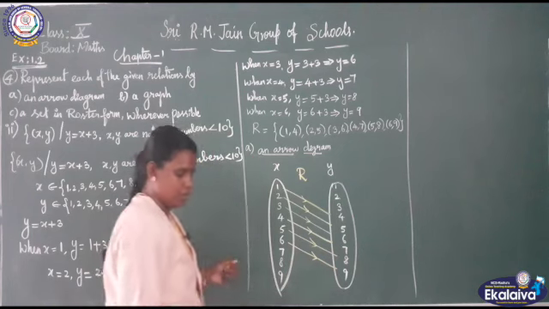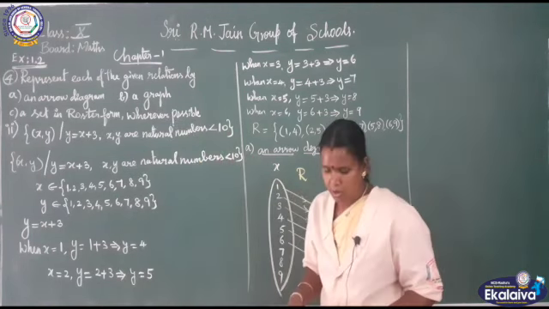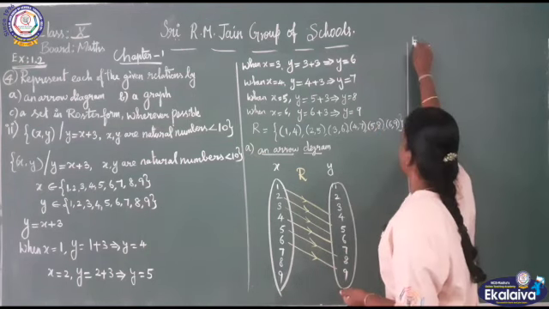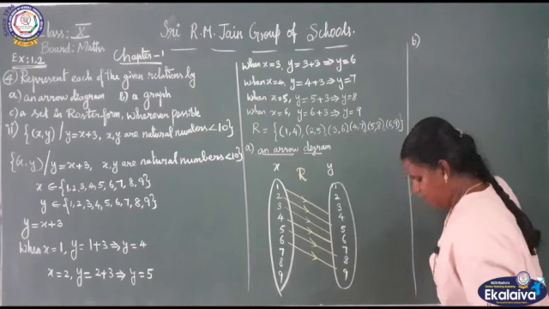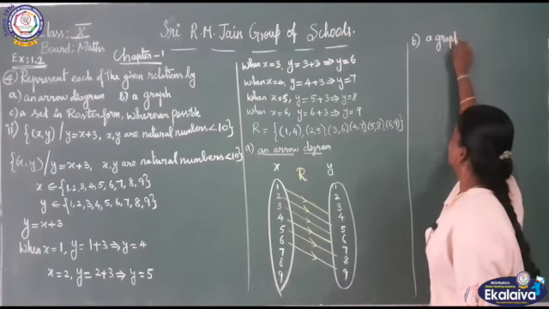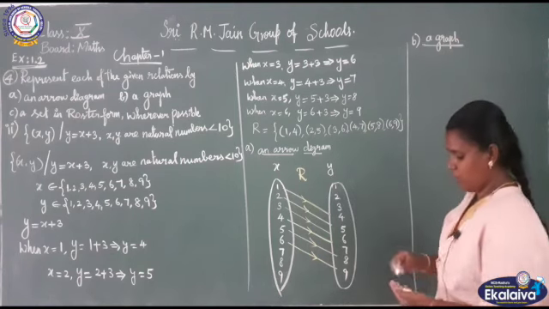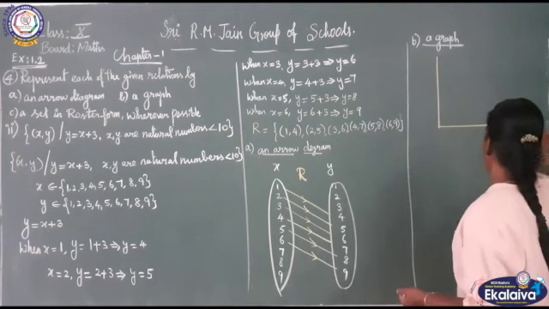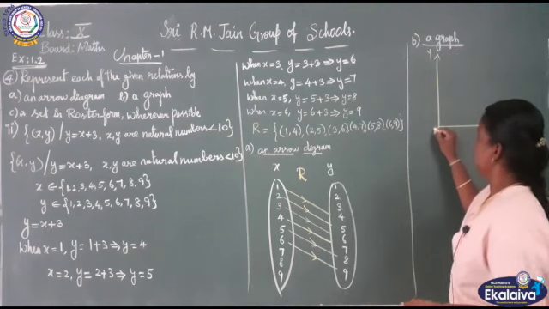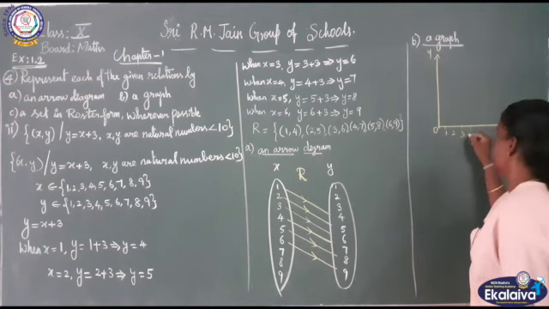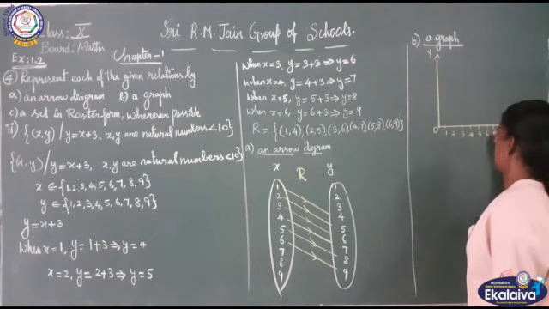Are you clear, children? This is the representation of the arrow diagram. Then I will proceed with option B, which is a graph. Same, we have to draw a graph sheet with x axis and y axis, mark the values 1, 2, 3, 4, 5, 6, 7, 8, 9, 10.